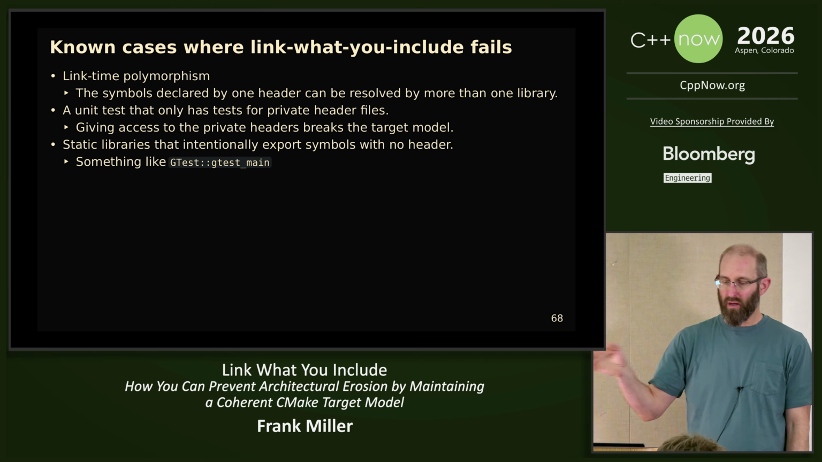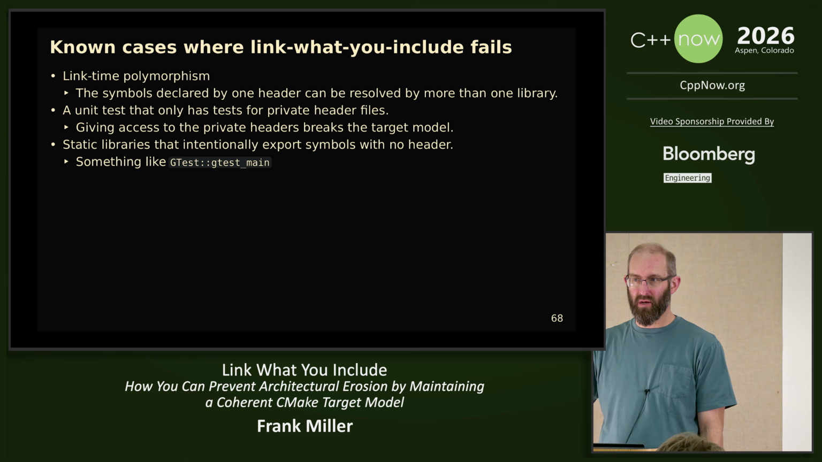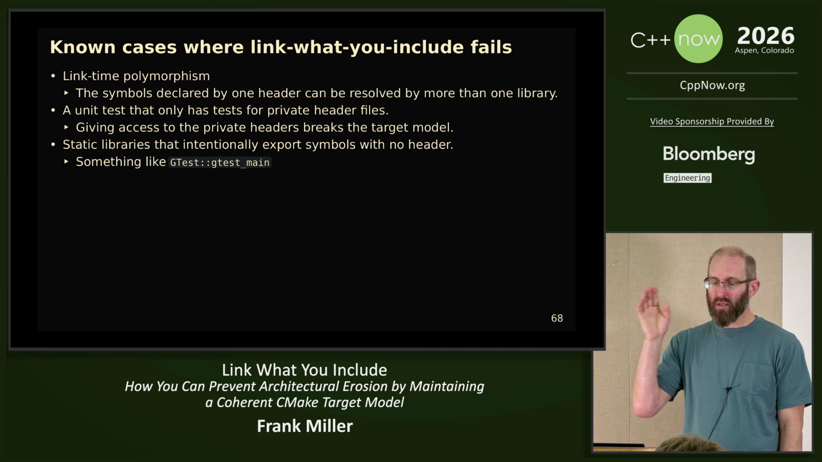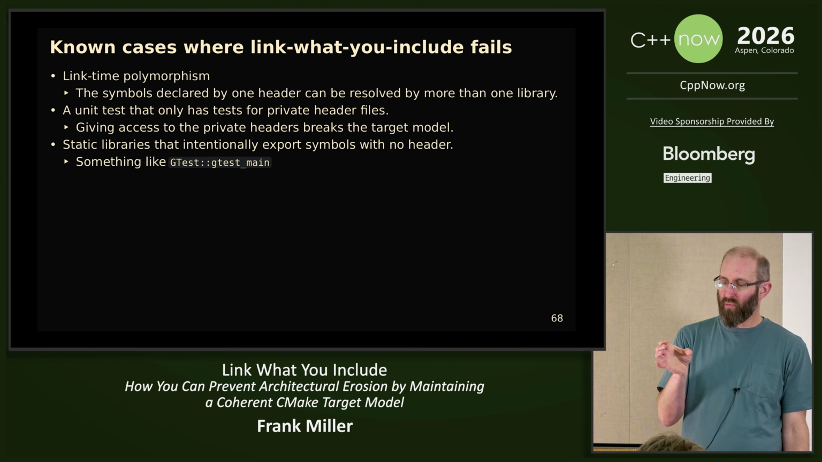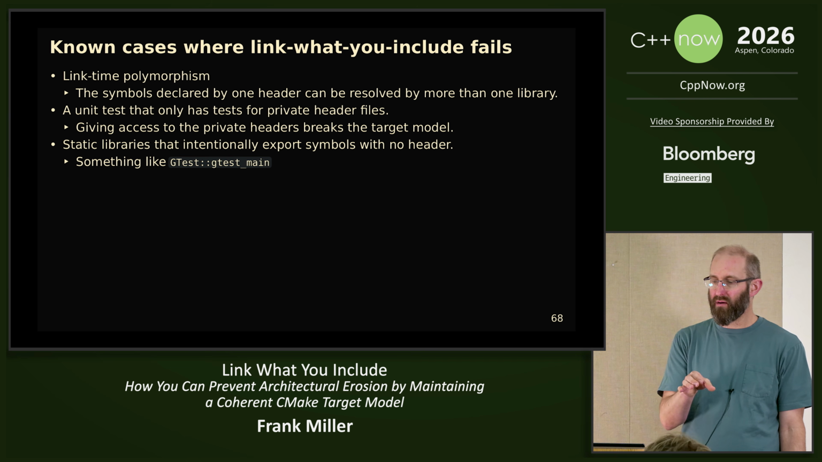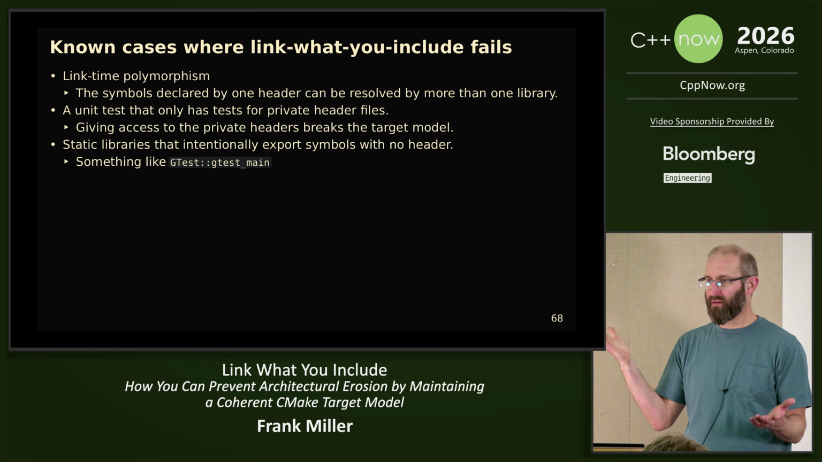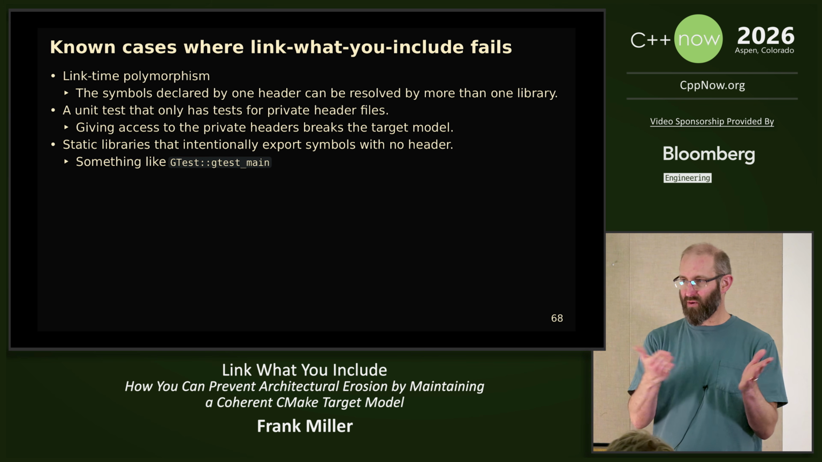So I should mention there's a few cases that I know where link with include doesn't really work. The big one is link time polymorphism, and this might be related to what you were talking about. That's a technique where you intentionally have one header where the symbols in one header can be resolved by more than one library. At the moment, that's just going to confuse link with include, because I can't map one header to 2 libraries. It's got to go to 1, right?